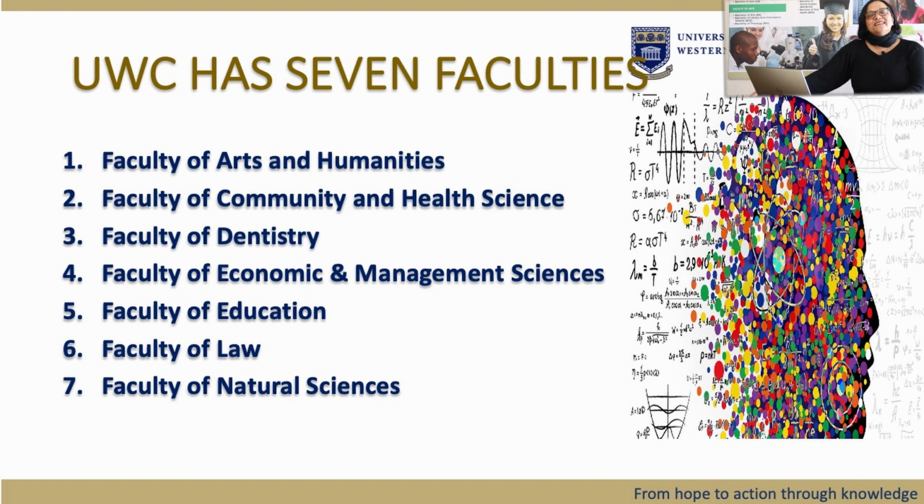Now, to come to the 7 faculties, UWC has 7 faculties. Faculties are like schools. These are discipline or field-specific schools. And so these are the 7 faculties that we have. The faculties of arts and humanities, right through to the faculty of natural sciences. And I will deal with each of these separately.